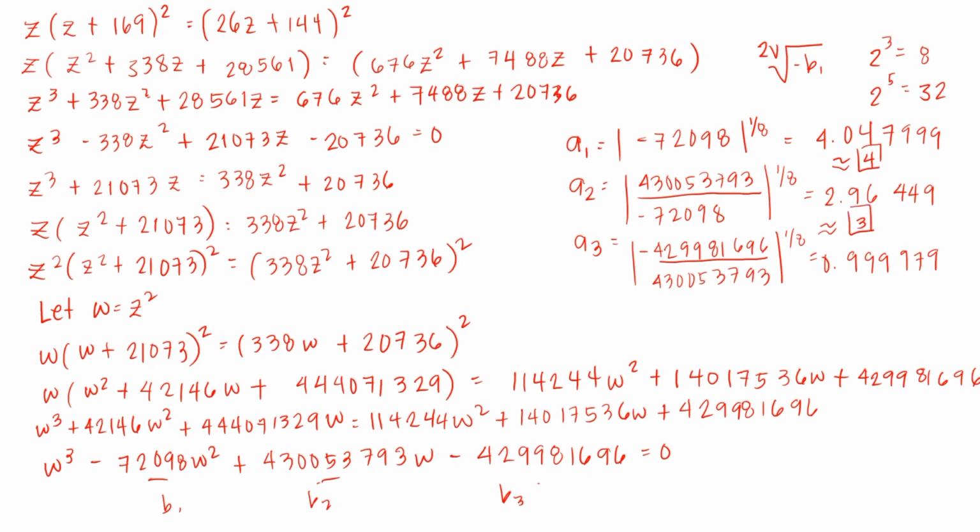Our a sub 2 can be approximated to 3, and our a sub 3 can be approximated to 1. But we are not sure if these are positive or negative, because in this process we can only have a positive answer. So, to check whether the values that we got are positive or negative, the original roots, you can substitute the values that we got in the original equation.